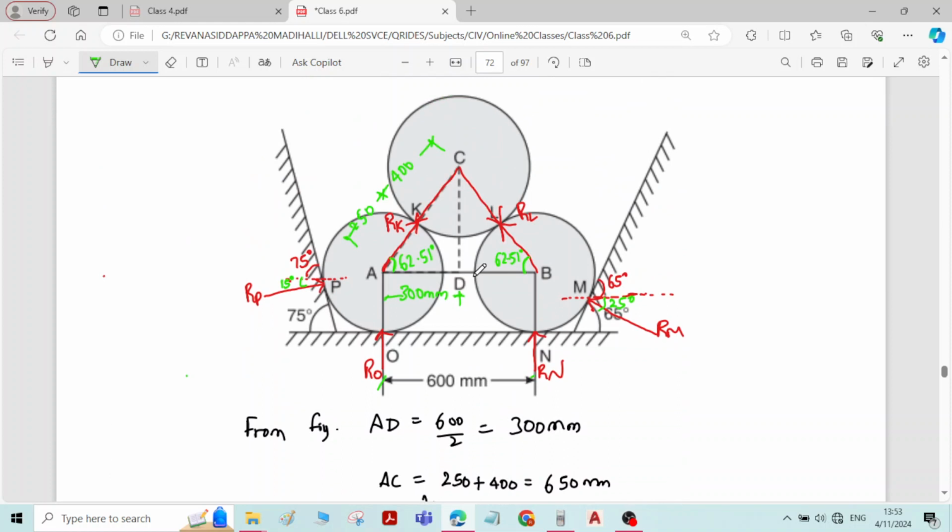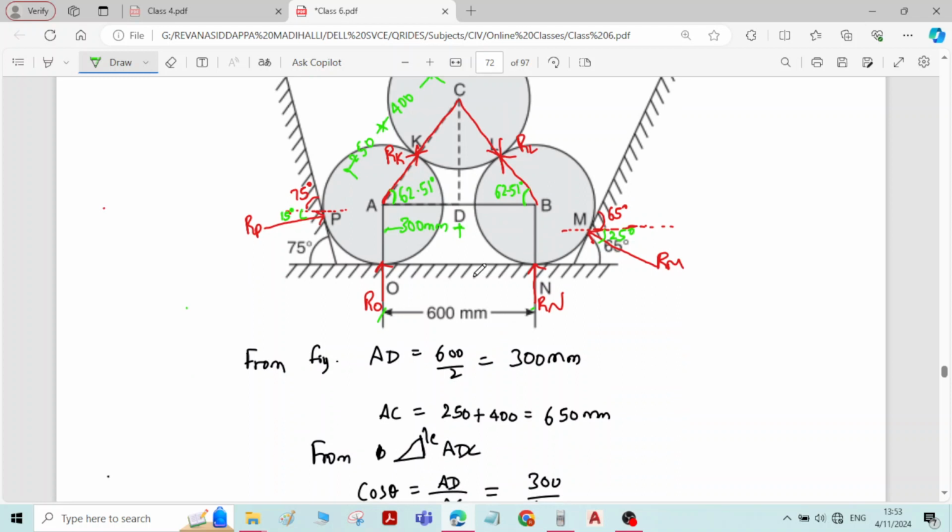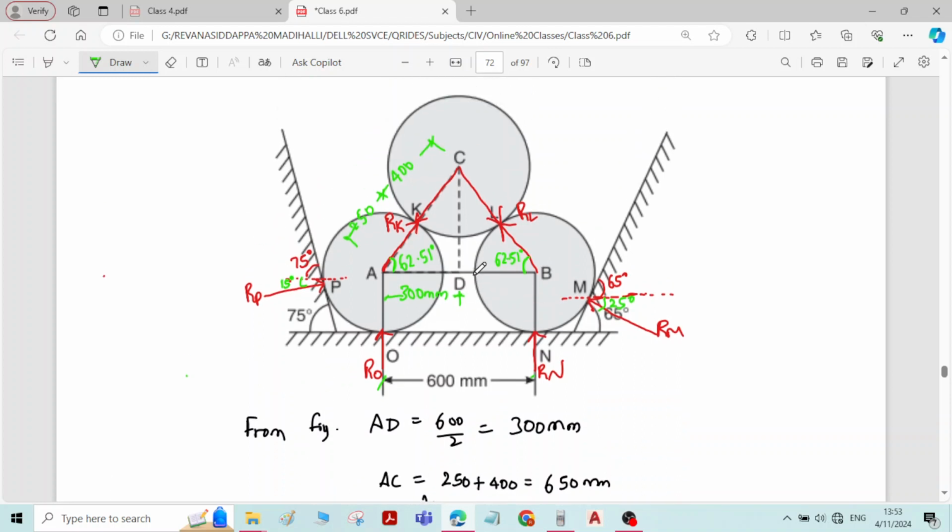Now calculation of the angles is over. Next step is to select the sphere. You have to select the sphere in such a way that there should not be more than two unknowns. If you select sphere A, reaction at P is unknown, reaction at O is unknown, and there is reaction from sphere C to sphere A. So there are three unknowns for sphere A. Similarly for sphere B, RM, RN and RL, three unknowns. Therefore you select sphere C. You can see that for sphere C only there are two unknowns, RK and RL.